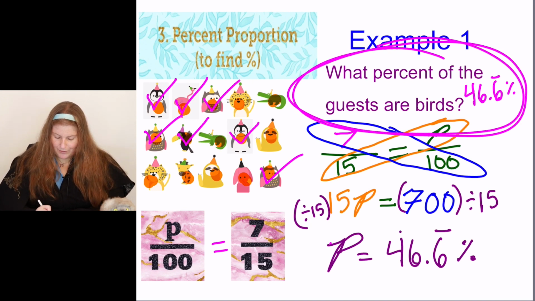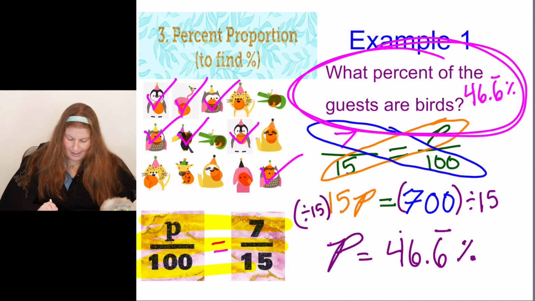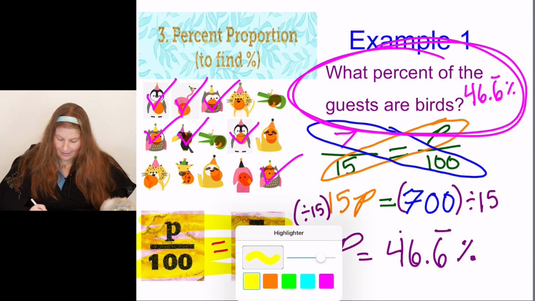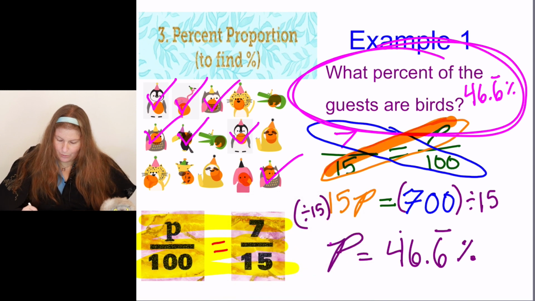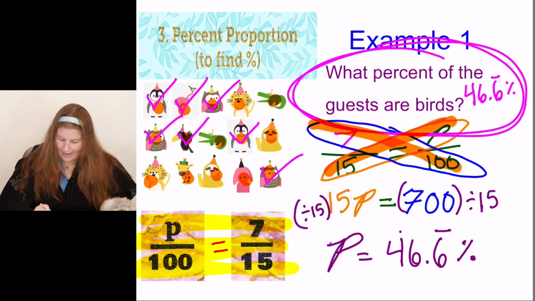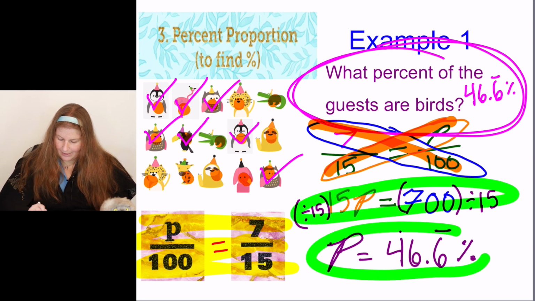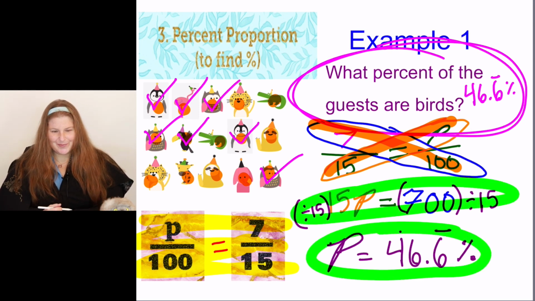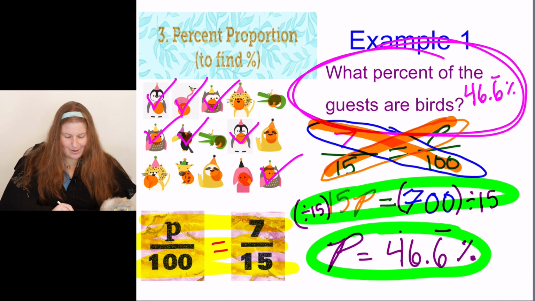And again, to review those 3 steps, step 1 was to write this percent proportion equation. Step 2 was to cross multiply. And the last step was to isolate the variable to find your total. Let's look at our next example.